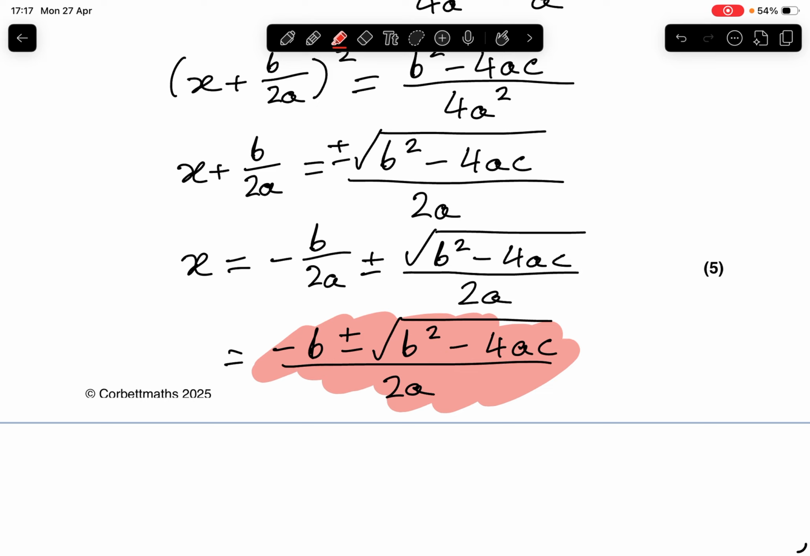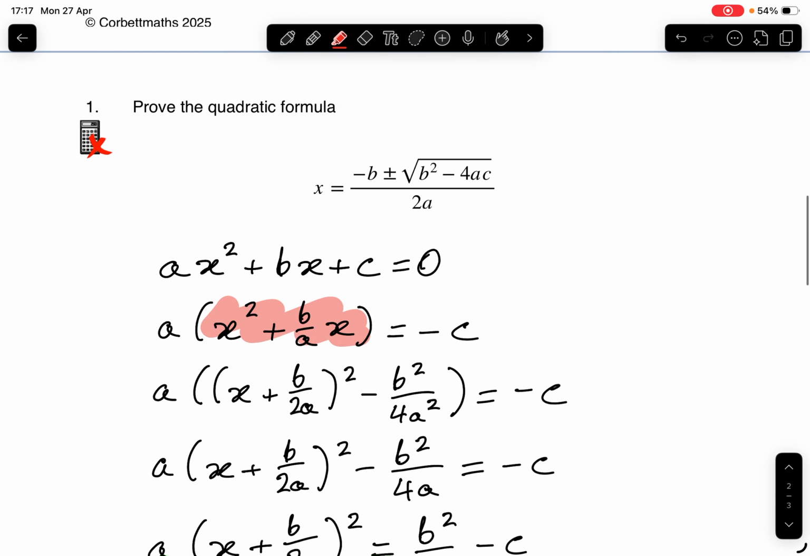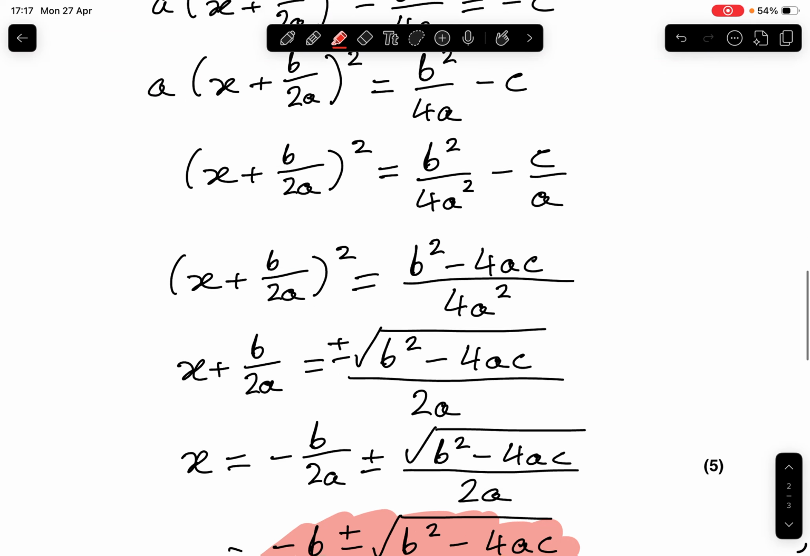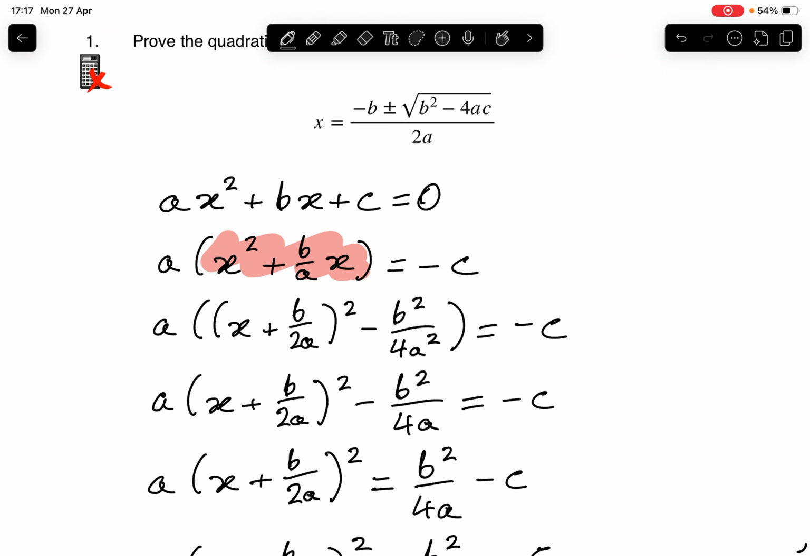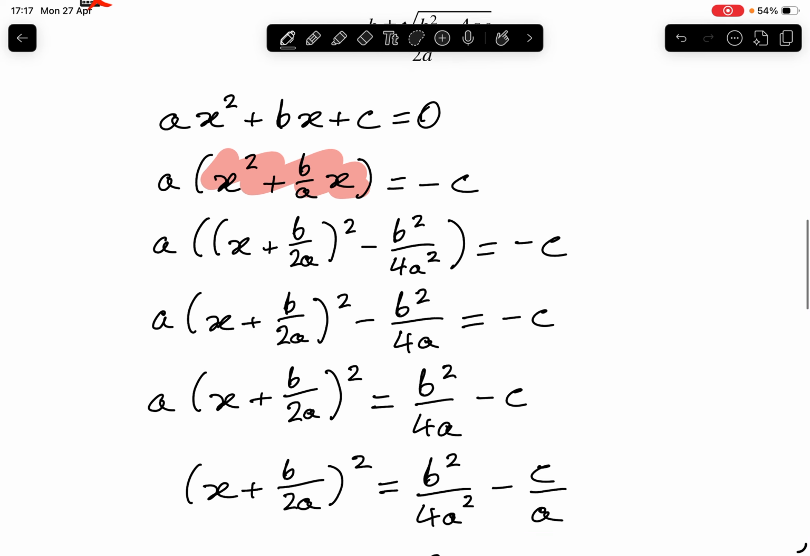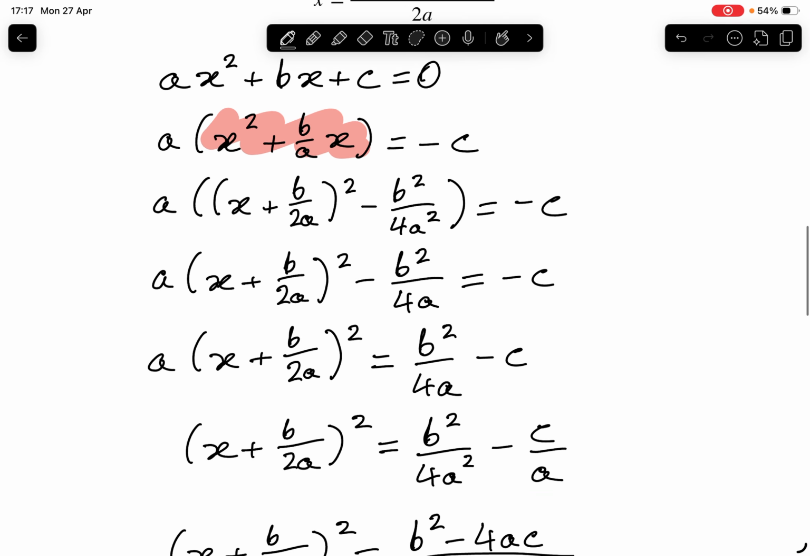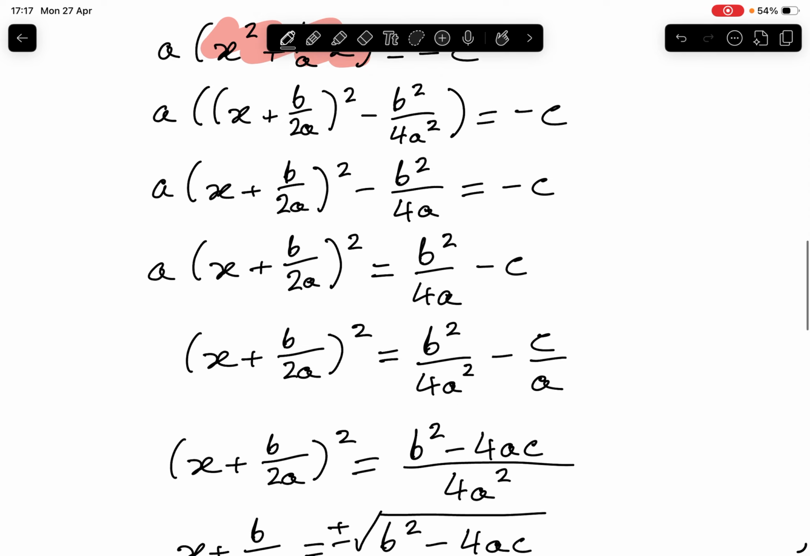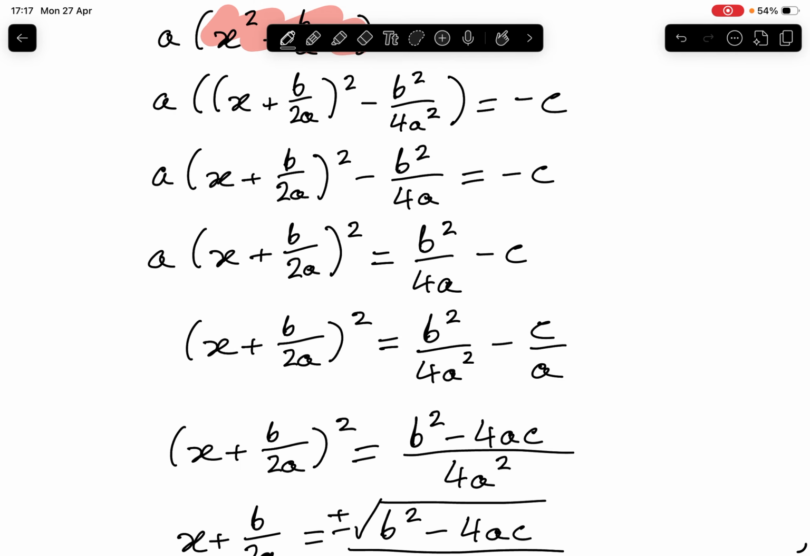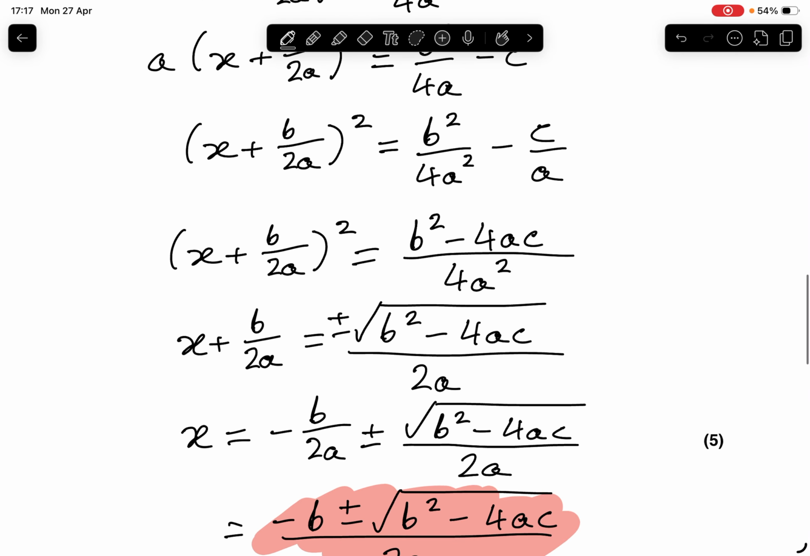So if in an exam you were asked to prove the quadratic formula by completing the square, this is how you would do it. You factor out the a, move the c out of the way, complete the square on that bracket, expand the a back in, and then rearrange until you have x as the subject.